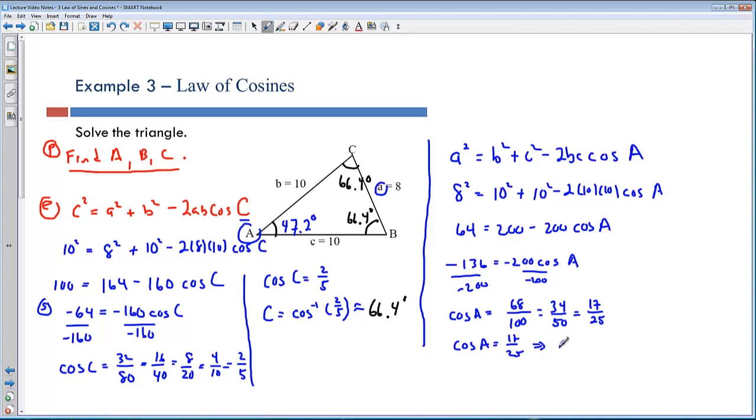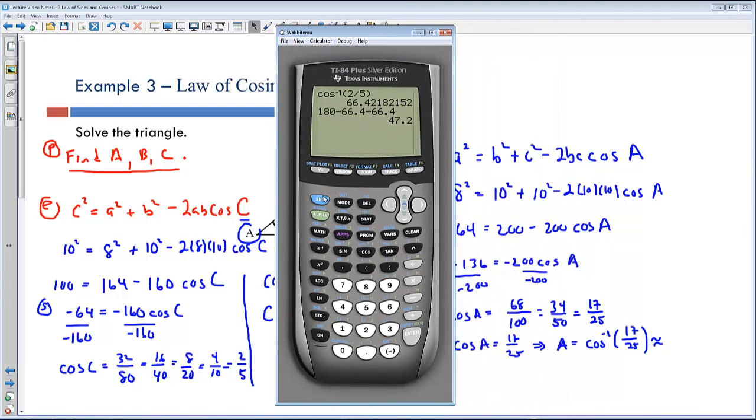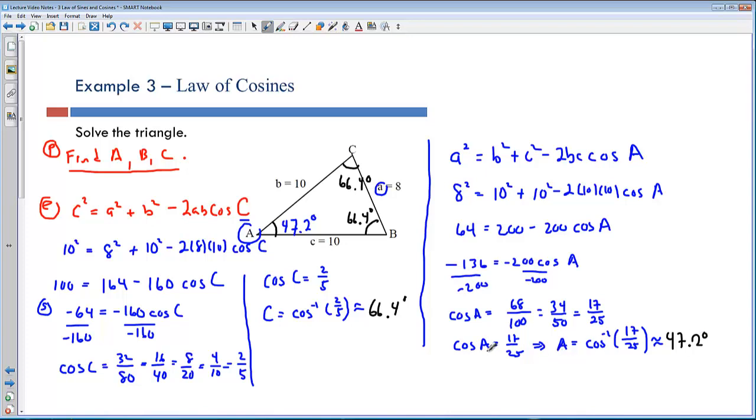So this implies that A will equal the cosine inverse of 17 over 25, if we didn't make any silly algebra errors. And we can check this on our calculator to see if it is indeed about 47.2. And so we have second cosine of 17 divided by 25. And it checks out. So it's about 47.2 degrees. So I'll write that down. It's about 47.2 degrees. So angle A is exactly cosine inverse of 17 over 25.